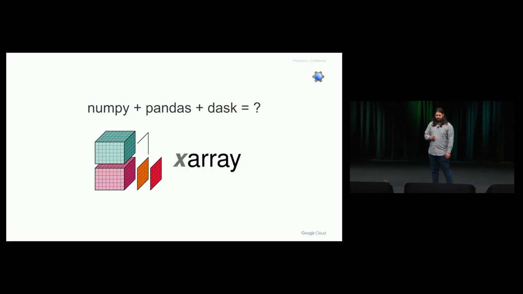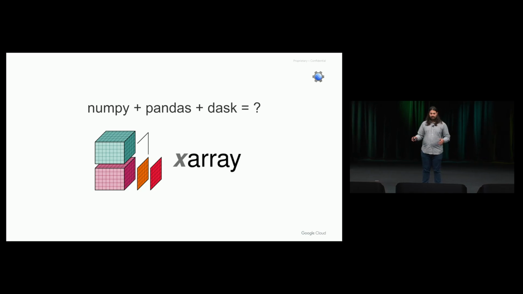So I want to ask, what if you somehow combined NumPy, Pandas, and Dask? What would that look like? NumPy and Pandas don't really have labeled axes and metadata, and they're not parallel. And you might want to work with N-D tensors. This is more or less what Xarray is.